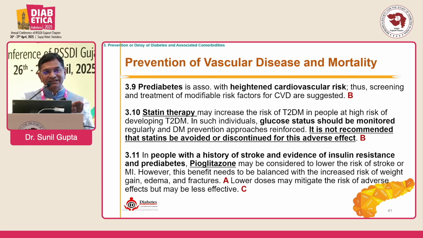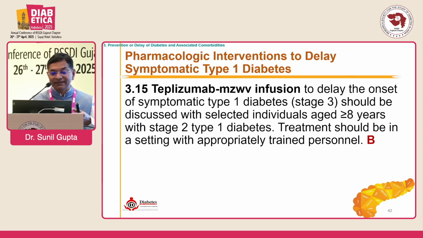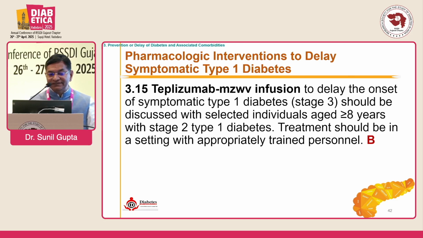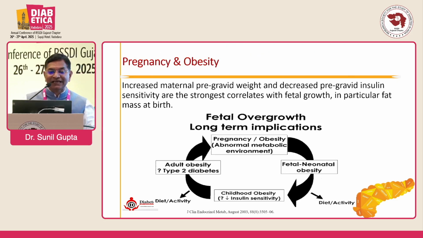They have seen the risk of diabetes versus the benefit, and the benefit is much higher than the risk of developing hyperglycemia. That is why statin can be given. People with history of stroke and evidence of insulin resistance and pre-diabetes, if pioglitazone is not contraindicated, can be given. Now for stage 1 and stage 2 of type 1 diabetes, there is a drug called teplizumab, which has shown delay in the development of type 1 diabetes.